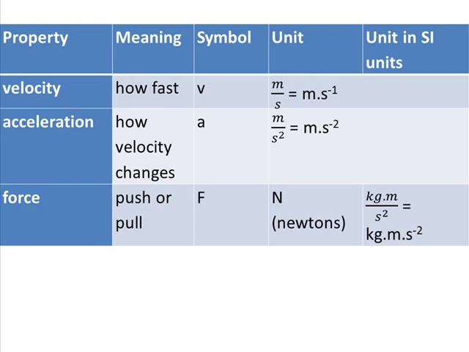Velocity means how fast. The symbol is V, and it's measured in meters per second, which can also be written as m dot s to the minus 1. That dot means multiply, the minus 1 means inverted. In other words, meters multiplied by the inverse of seconds, which is the same as meters over seconds, meter per second.